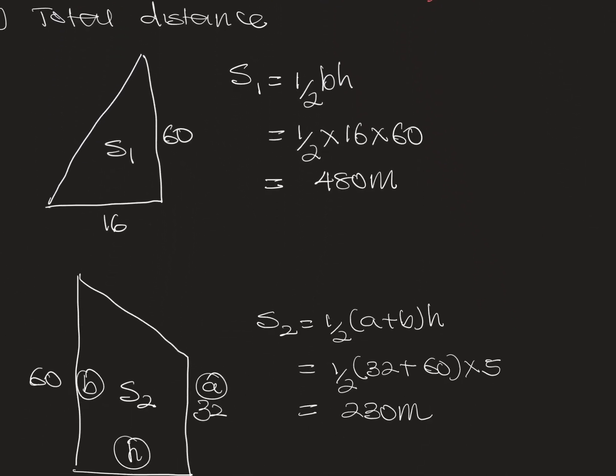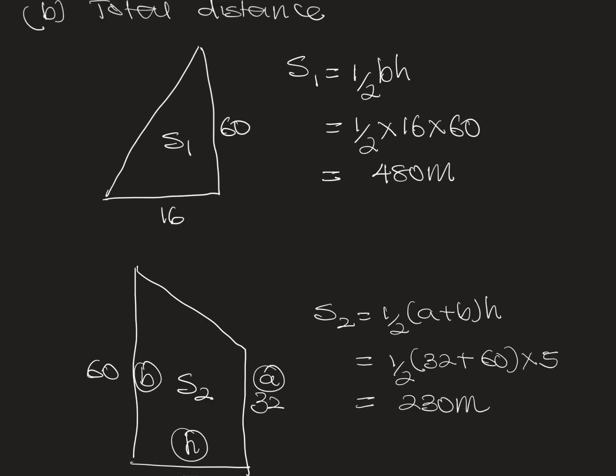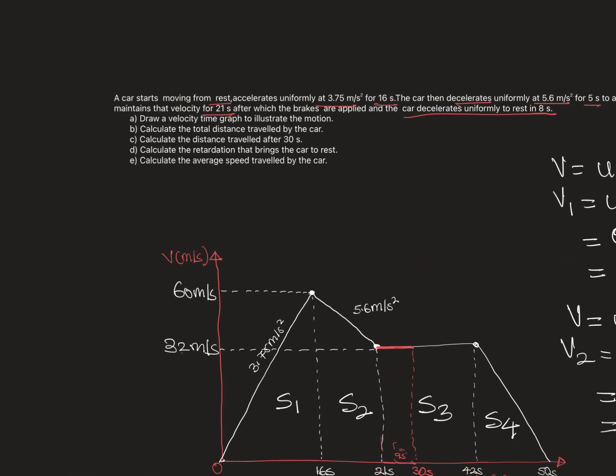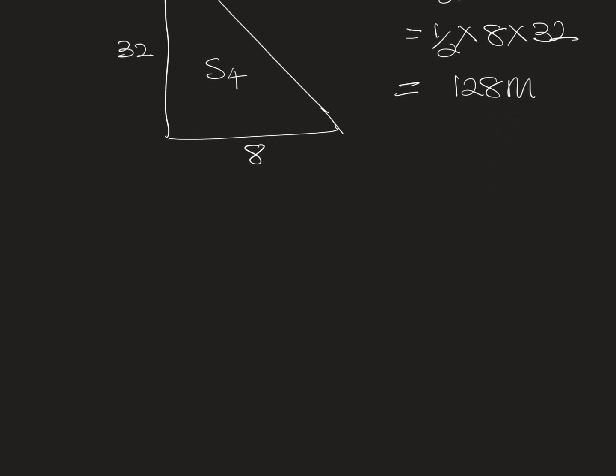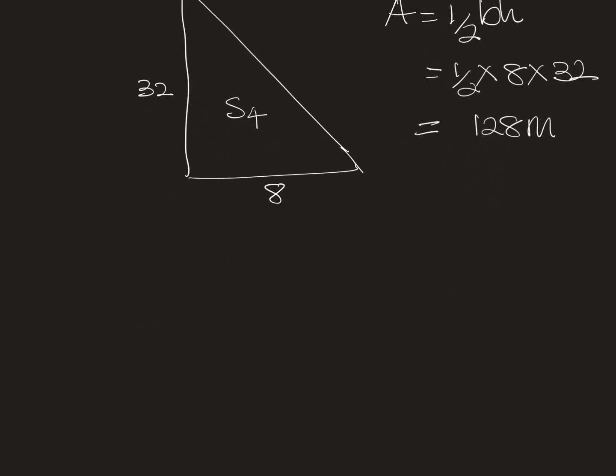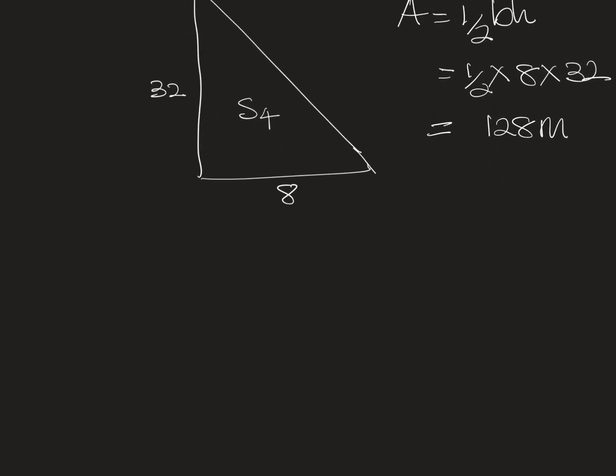So should I draw that? That is question C, right? Okay, that is question C. For question C, if I have 9 seconds here, I have 32 here, I can find the area. So let's call it distance.